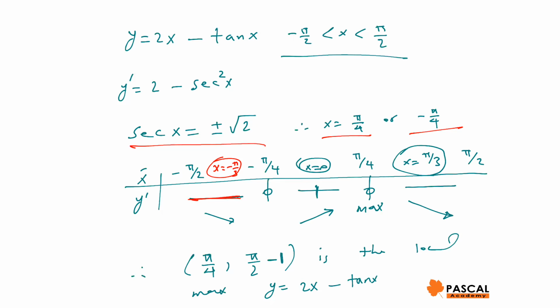We'll see that between negative pi over 4 and pi over 4, the derivative is positive. Between pi over 4 and pi over 2, and between negative pi over 2 and negative pi over 4, it is negative. Notice the function is odd. Therefore, the local maximum of the function is pi over 2 minus 1 when x is pi over 4.